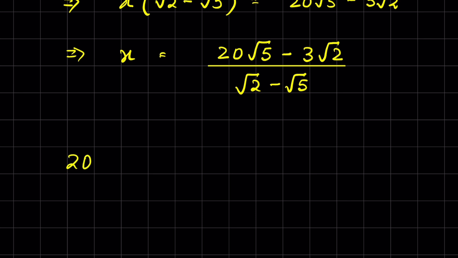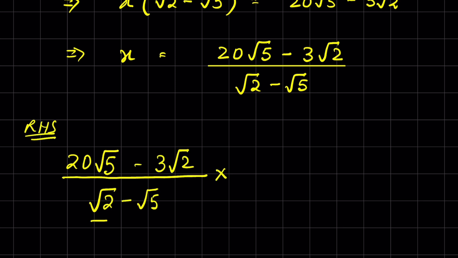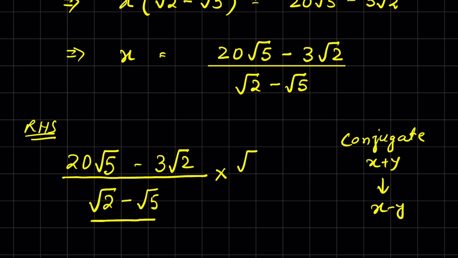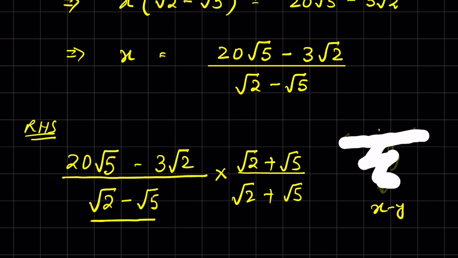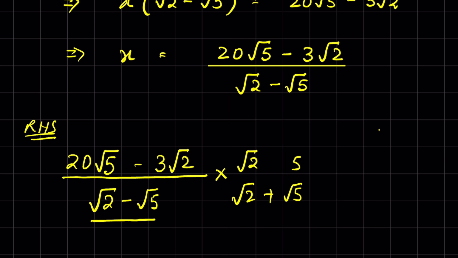So let's rationalize it. To rationalize the denominator, what we do? We multiply and divide it by the conjugate of the denominator. Conjugate of x + y will be x − y. So the conjugate of √2 − √5 will be √2 + √5, upon √2 + √5. We multiply and divide so that the number or the quotient doesn't change. We can easily cancel these two and there will be no change.